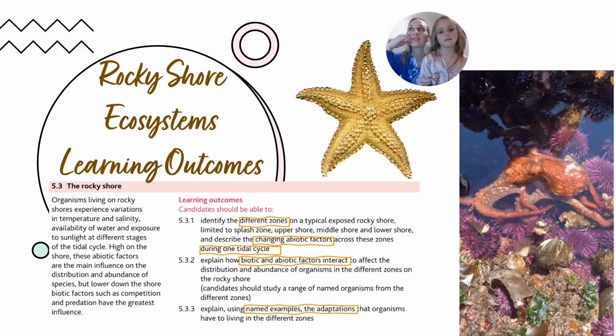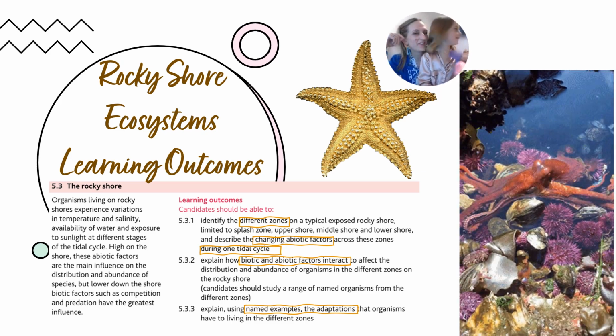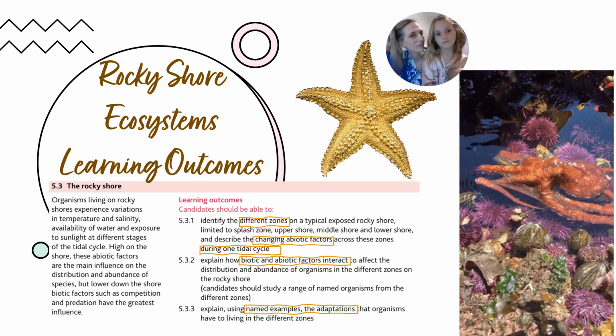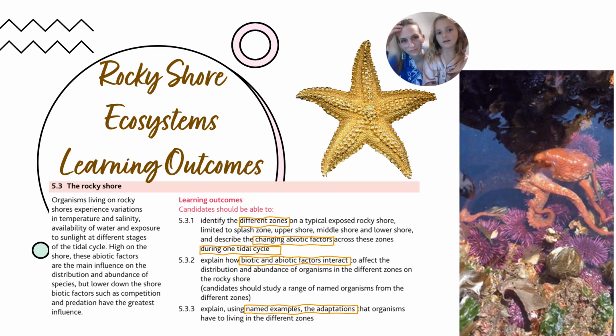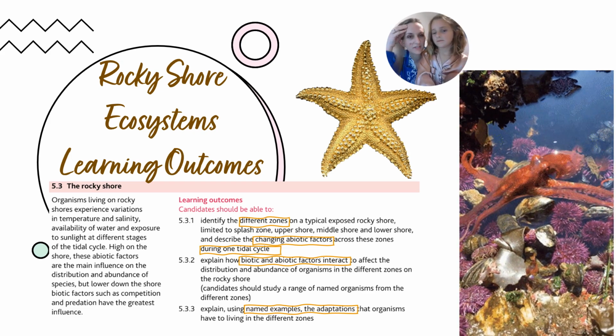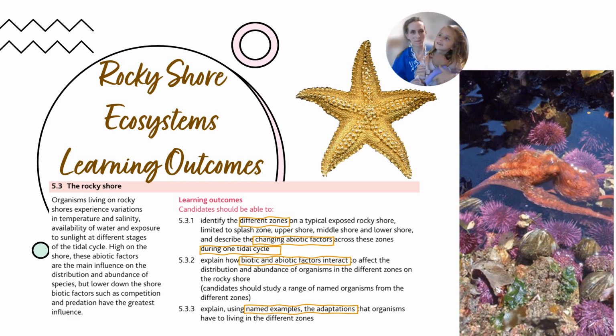So it's called the rocky shore. Thank you. If there's a lot of organisms, it's biodiverse. Can you say biodiverse? Biodiverse. That's good. Thank you. Good job.